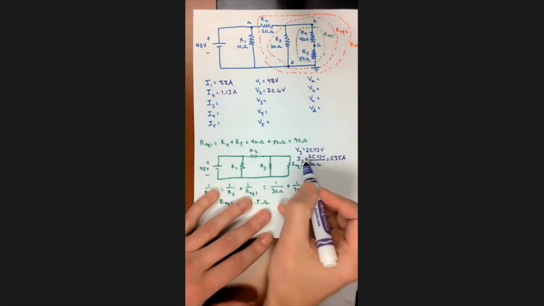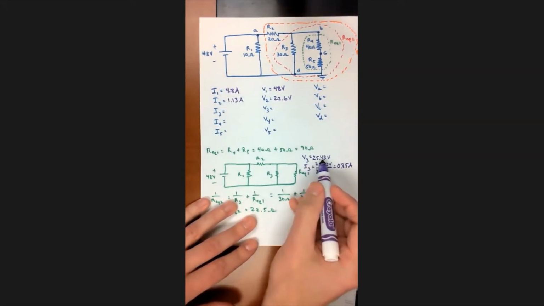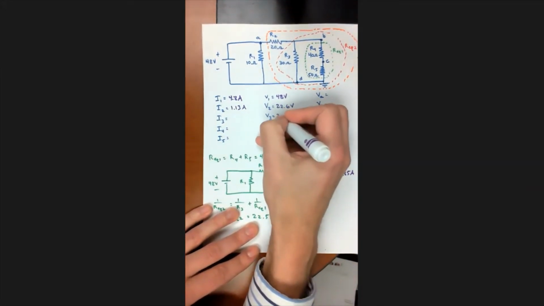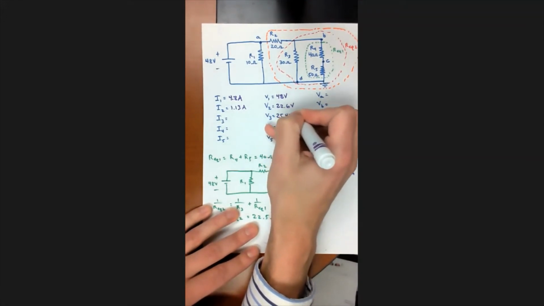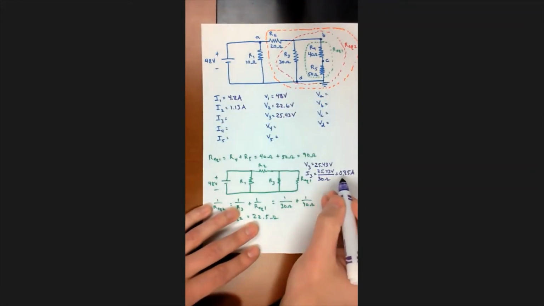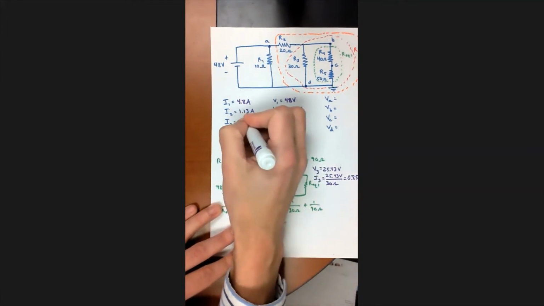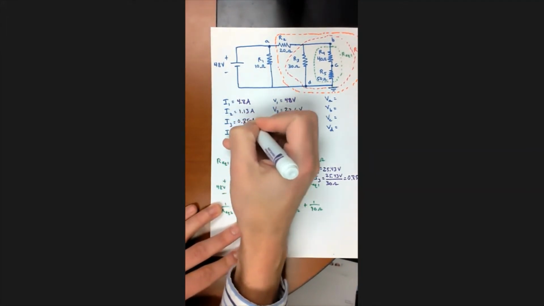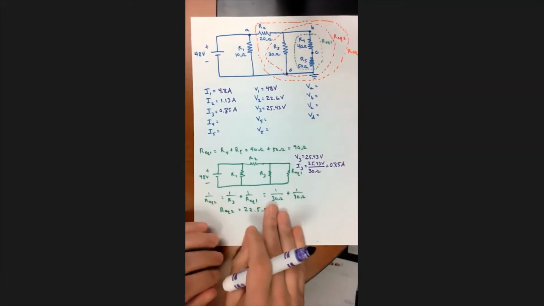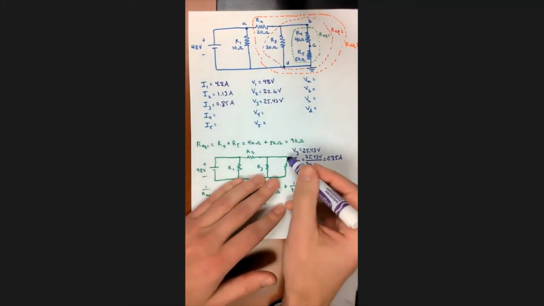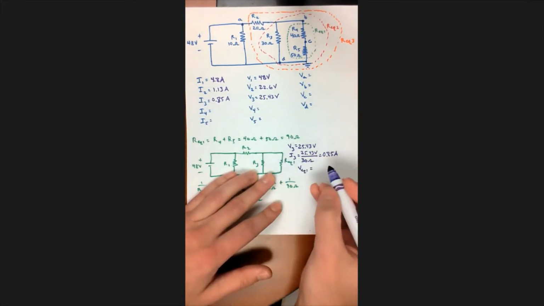I can write down V3 and I3. V3 is 25.43 volts, and I3 is 0.85 amps. Good. Okay, and then just like before, I know what V equivalent 1 is. I can just write it down. V equivalent 1 is the same as V3 because they're in parallel. So V equivalent 1 is 25.43 volts.